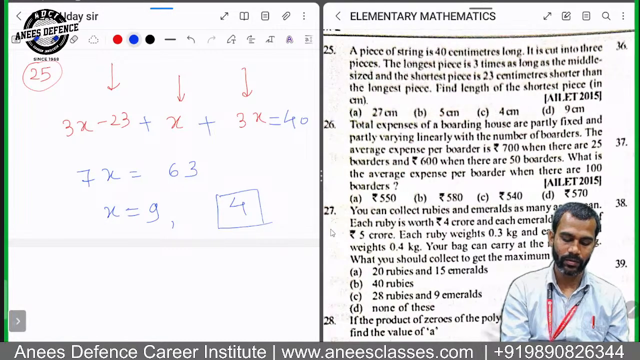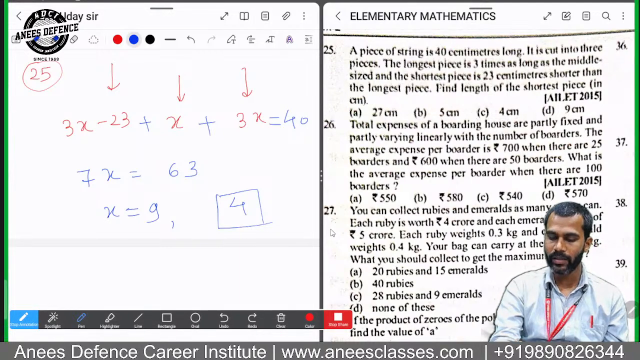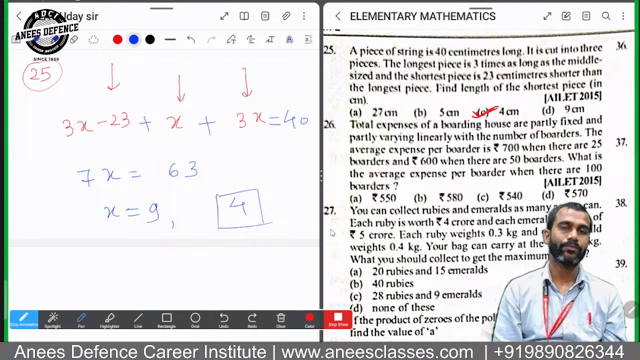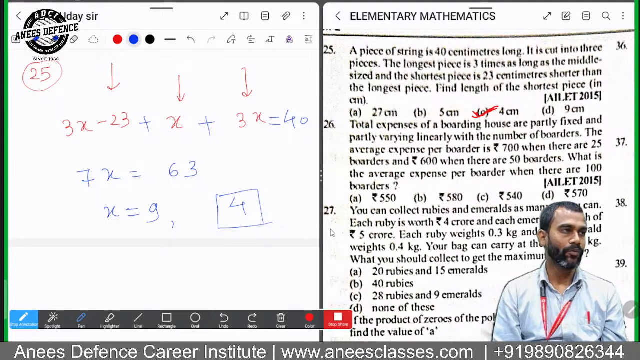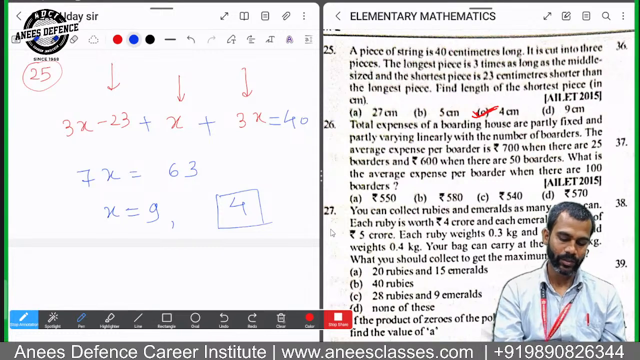So C is the right answer. Online students, have you understood? The answer is 4. Shall we move ahead? Yes or no? The longest would be 27 and the middle one would be 9. 27 plus 9 is 36, plus 4 is 40. Verified. Shall we move ahead?